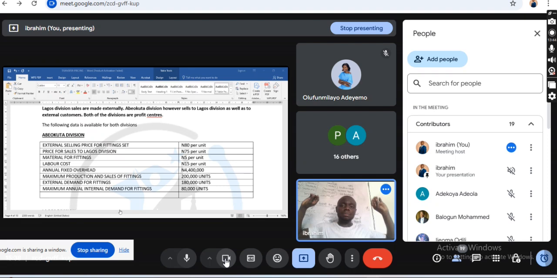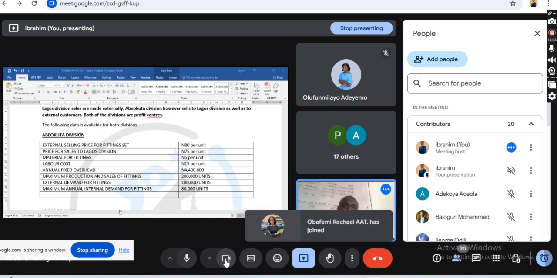Annual fixed overhead, maximum production and sales of fittings. This means that Abeokuta has a maximum capacity to produce 200 units of fittings, while the external demand for fittings is 180.